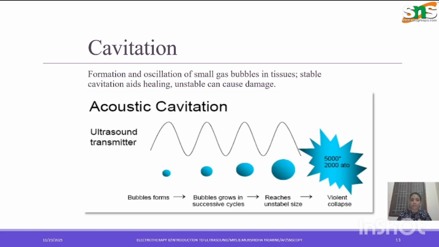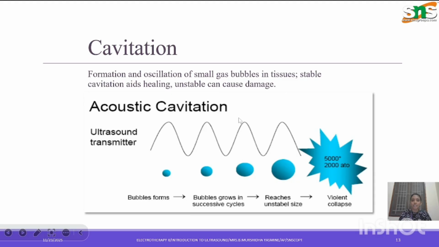Cavitation is nothing but the formation and oscillation of small gas bubbles in the tissue. Stable cavitation aids healing, unstable cavitation can cause damage. Stable cavitation occurs once the ultrasound waves properly compress and rarefact inside the tissue. If the compression and rarefaction do not happen in a proper way inside the tissue, the molecules abnormally agitate together and form a small gas bubble that may cause damage and collapse inside the tissue.